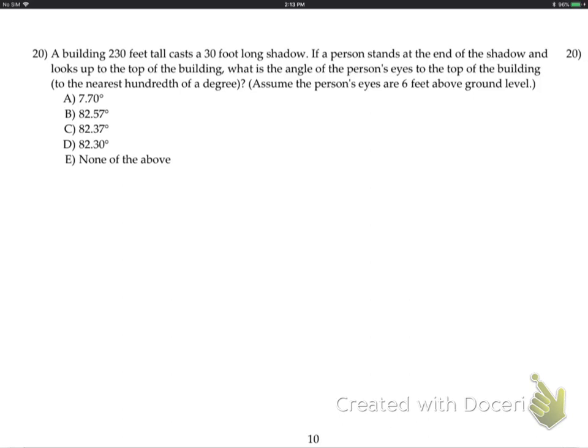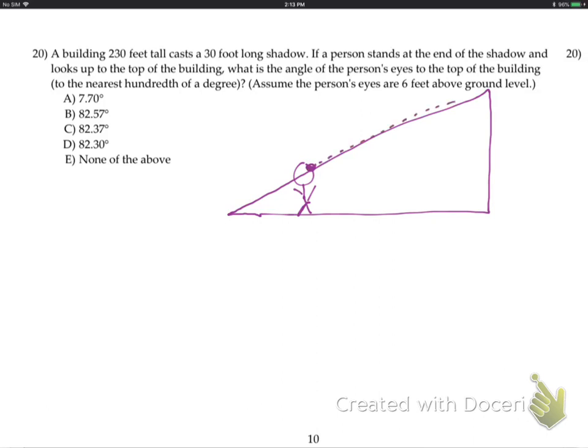Okay, so basically we've got this. The person is standing maybe here. Oops, it's supposed to be their eyeball right there. They've got a big head, kind of short legs. And that eyeball is looking up at the top of the building. The building is a 230-foot tall building that casts a 30-foot shadow. So that means all this is 30 feet, right?